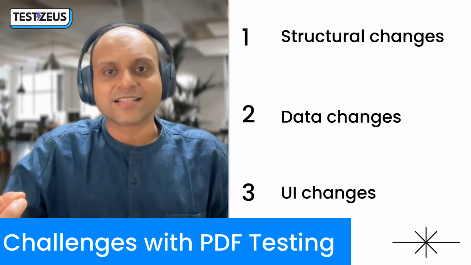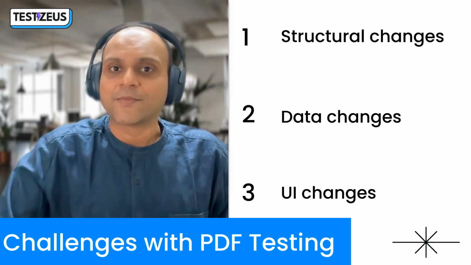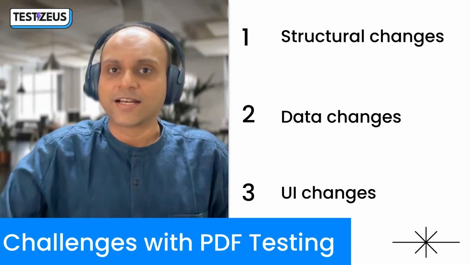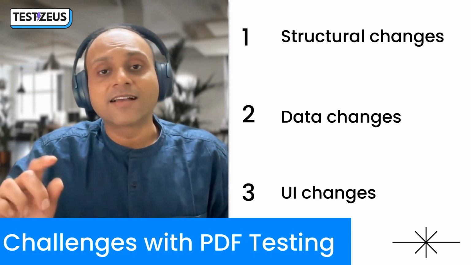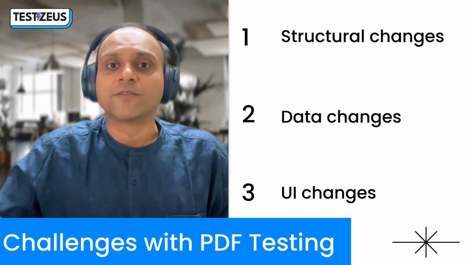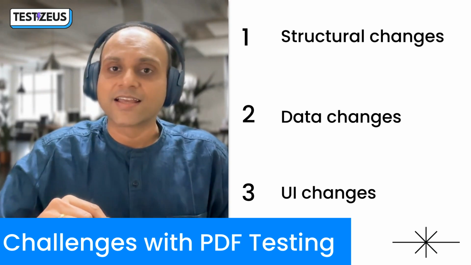Second is data changes. Let's say you change a backend API implementation and need to validate that the PDF generated has the right total amount value based on the response from the API.